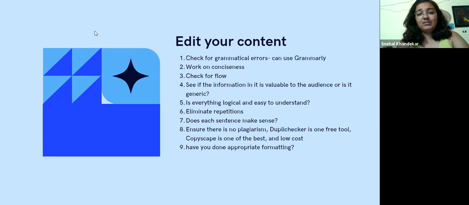Eliminate repetitions. This is very important because, like Palak mentioned before, your audiences are not here for a creative treat. They are here just for information. And if you repeat things, they are going to be disappointed with your content. Each sentence must make sense, because there can be no flowery additional sentences that have no business being in your blog.